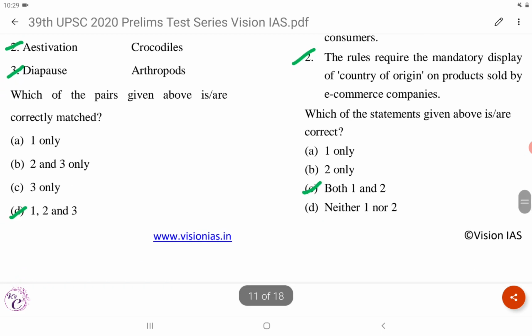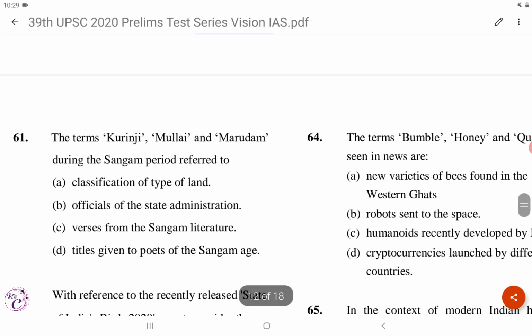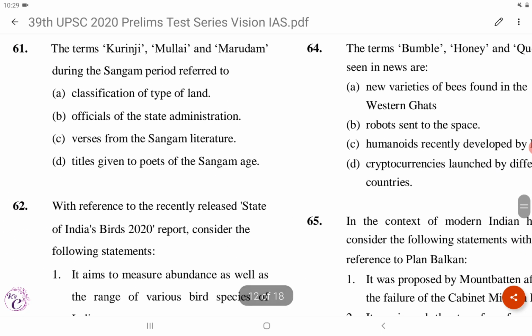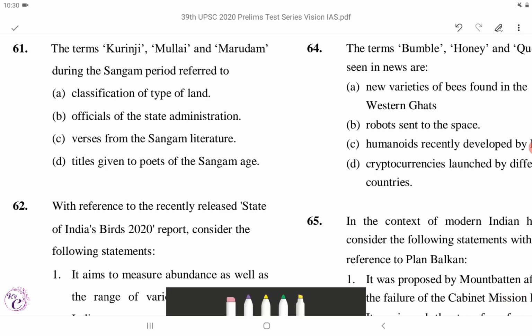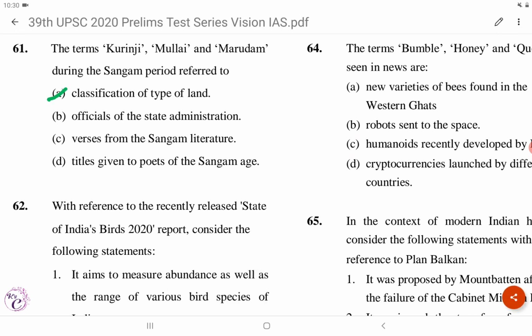Now let's come to question number 61. The terms Kurinji, Mullai, and Marudam during the Sangam period referred to: A. Classification of type of land. B. Officials of the state administration. C. Verses from the Sangam literature. D. Titles given to poets of the Sangam age. So the correct answer is A, that is classification of type of land.